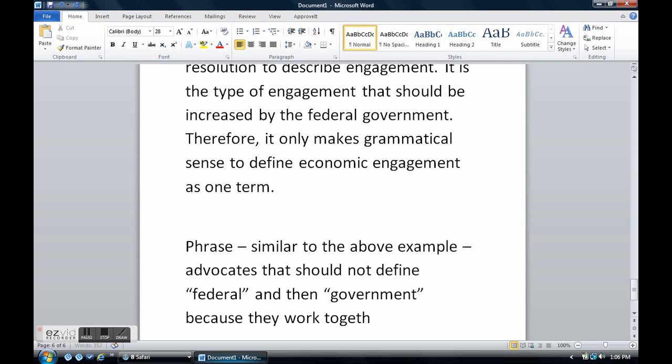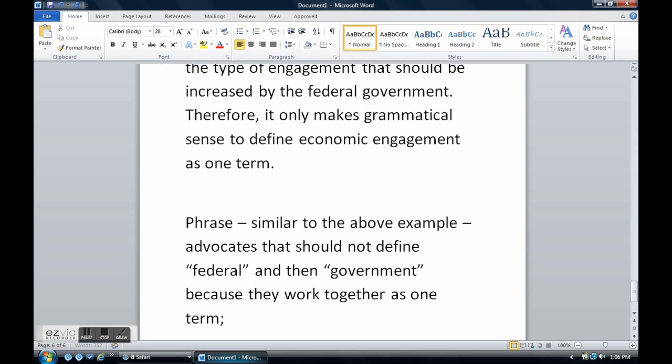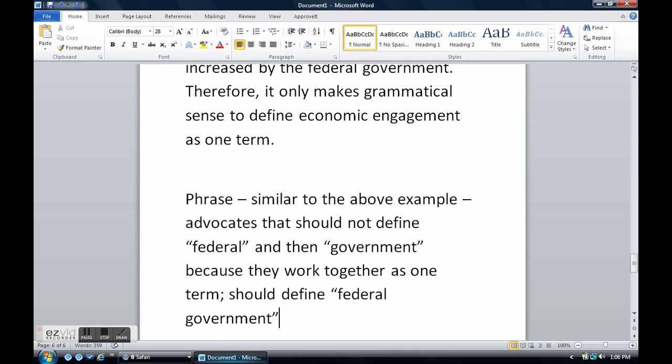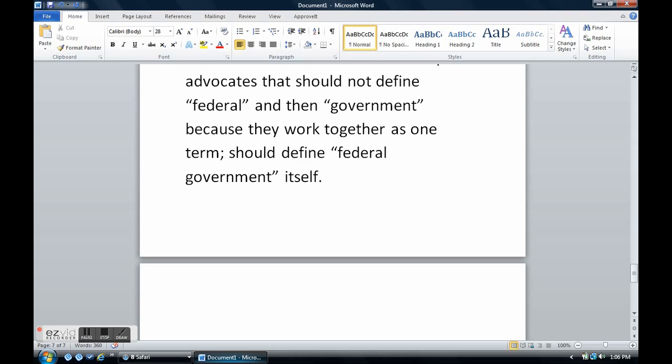Phrase is another standard that is similar to grammatical context. It essentially argues that we should be looking at a phrase as one term. So we should define a phrase together. So I wouldn't define federal and then government.